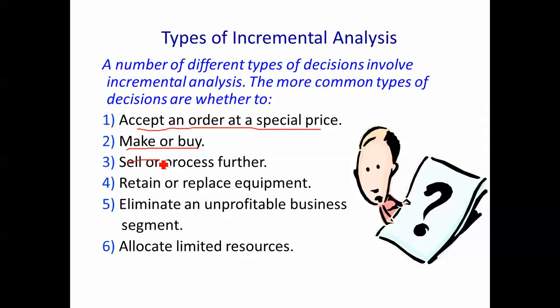Now, we're not going to deal with sell or process further. That's for more cost accounting. But we are going to look at whether I should retain or replace equipment and whether we should eliminate an unprofitable business segment. We're not going to look at limited resources. So there are 4 types of decisions. 1, 2, 3, and 4.